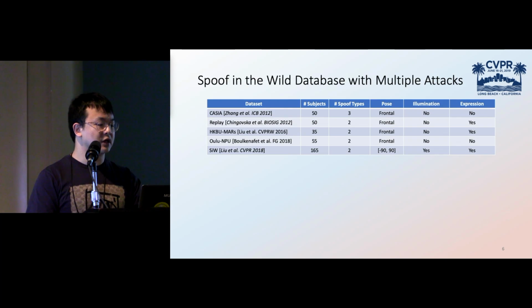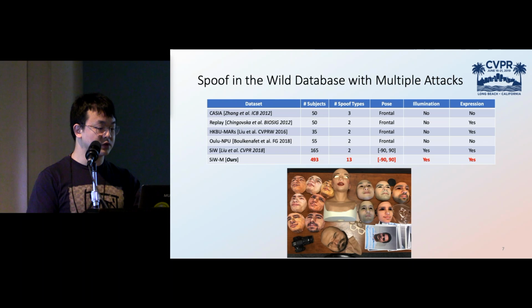Here we list the commonly used face anti-spoofing datasets. As we can see, none of them include more than 3 types of spoof attacks. Such datasets cannot provide enough diversity for a comprehensive study for this problem. Therefore, in this work, we propose a new database called SIWM that includes 13 types of spoof attacks to advance the study of this problem.